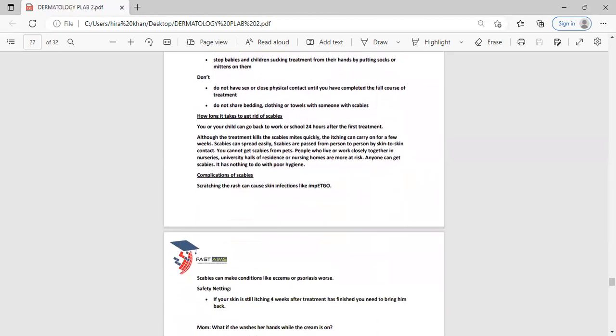Usually, it is an uncomplicated disease, but in rare cases, very few people can have skin infections like impetigo, and certain skin conditions like eczema and psoriasis can make it worse. Okay. Am I clear so far? Yeah, doctor. Thank you so much.